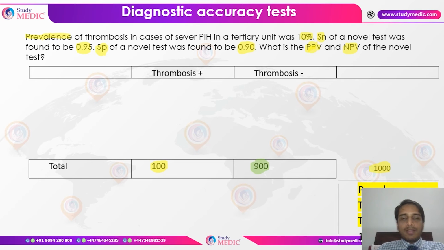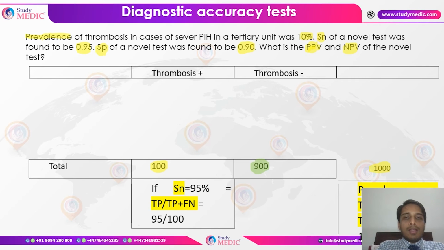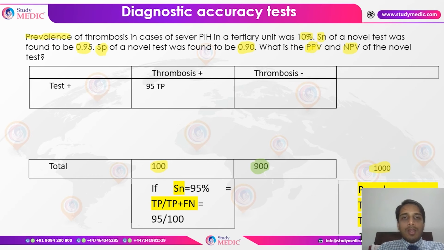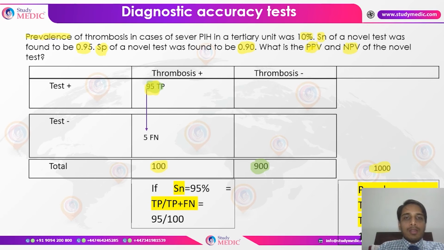Now what other information do we have? We have the information that sensitivity is 95%. That means 95 out of 100 will be true positive, because it is a true positive rate. So another thing we have, 95 are true positive out of 100. So how many will be false negative? 5 will be false negative.